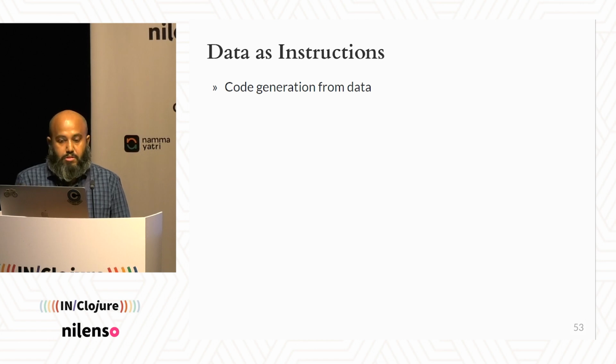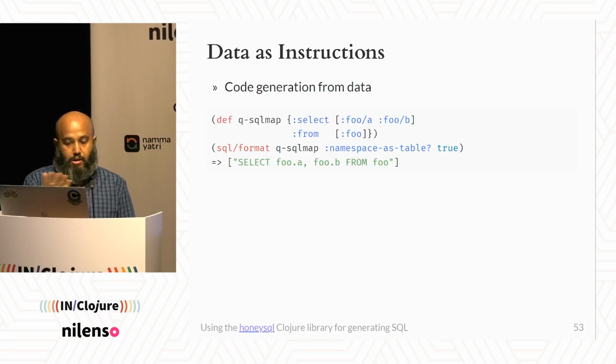There are more examples. For example, code generation from data, right? This is a popular library in Clojure, HoneySQL, where you represent SQL queries as Clojure data structures, right? This is a data structure. Pass it to this sql map function and it will give you the query, right?